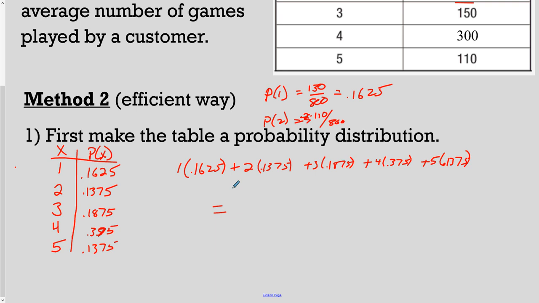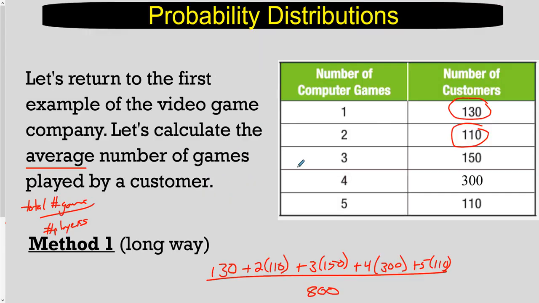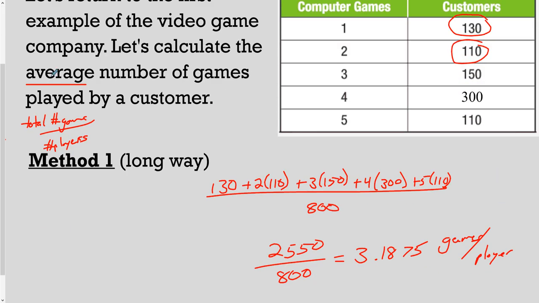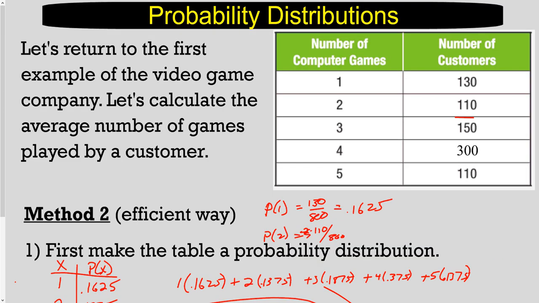Okay, so we're adding up 1 times 0.1625 plus 2 times 0.1375 plus 3 times 0.1875 plus 4 times 0.375 plus 5 times 0.1375 again. And what are we going to end up with but exactly 3.1875, which is what we came up with last time, but without having to add up all of the games played by each player. Now, this wasn't so bad for 5 tables, but if we had more, this would be a lot harder, right?